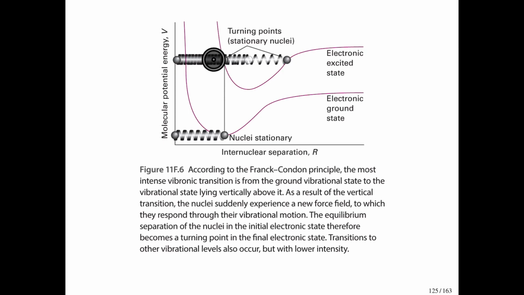However, after the transition has occurred, the nuclei will start to feel a force. So in the ground state, this is the equilibrium geometry, so there's no force acting on the atoms. It's basically sitting at its equilibrium position. But when you undergo an electronic transition, you find yourself in a nuclear geometry that is not the equilibrium geometry. And so as a consequence of that, the atoms are going to feel a force, and it's going to start vibrating.